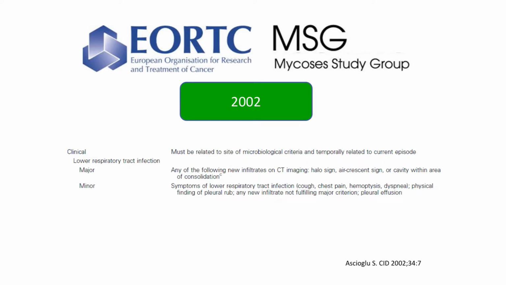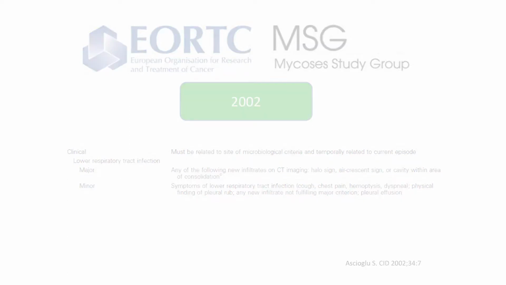But it's also important to see that at that time, they allowed any new infiltrate not fulfilling a major criterion to count as a minor criterion. So you could include patients in your studies if they had some sort of abnormal chest x-ray as well as cough. And as you can see, that was quite loose.